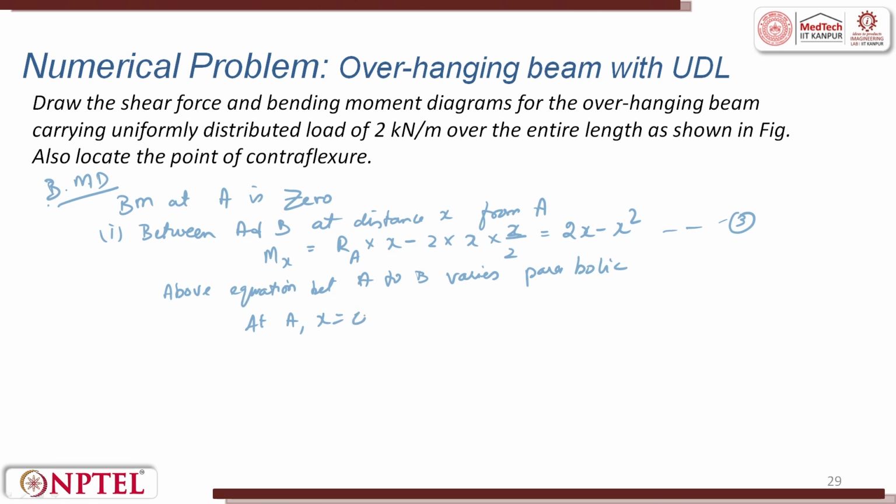So, now at point A, when x equal to 0, moment A will be 0. When at point B, when x equal to 4, moment B will be 2 into 4 minus 4 square, which is equal to minus 8 kilonewton meter, right. So, the maximum is at D.